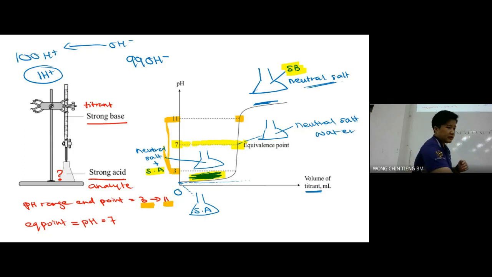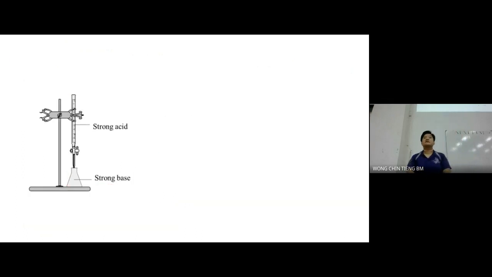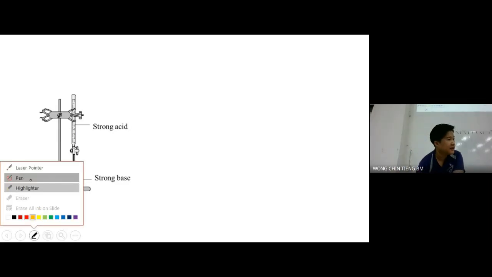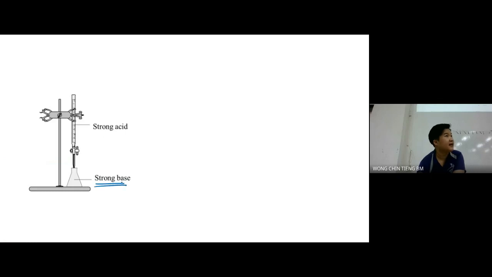So, can I change? Alright, what do you think your curve look like? Start atas ke start bawah? Kenapa start atas? Sebab dia adalah strong base. Dia adalah strong base. Bermakna pH saya kena lebih daripada 7. Dengan kata lain, pH saya tinggi.